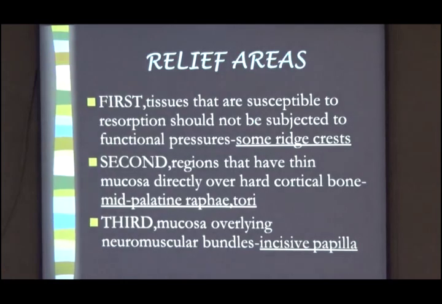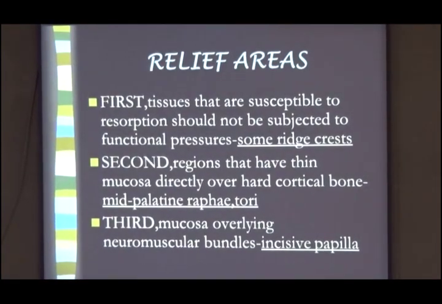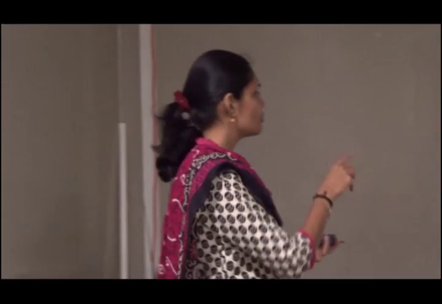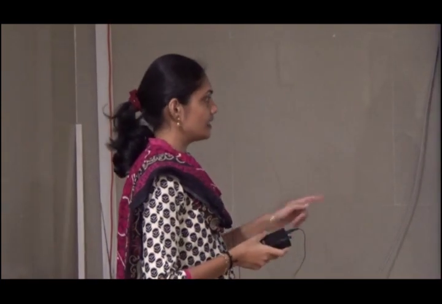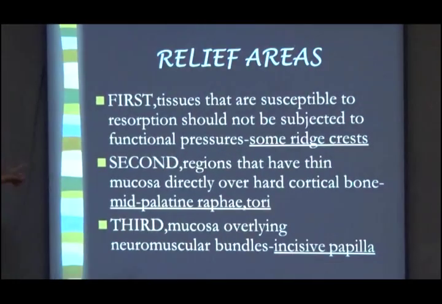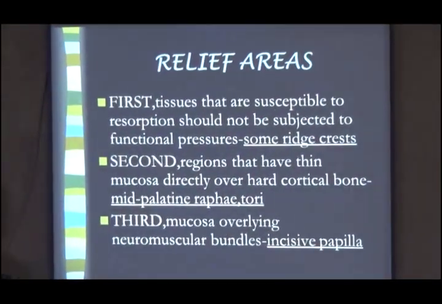Third are areas where you have neuromuscular bundles, nerves and vessels passing through. So incisive papilla is an area like that. Some ridge crest, it is written, in maxilla. Whereas in mandible most of the ridge crest will become a relief area. In maxilla most of the ridge crest is a support area, sometimes only it is a relief area. Mid-palatine raphe, tori and incisive papilla are relief areas in the maxilla.